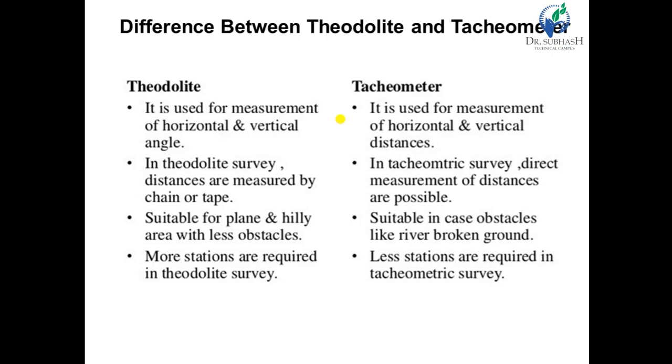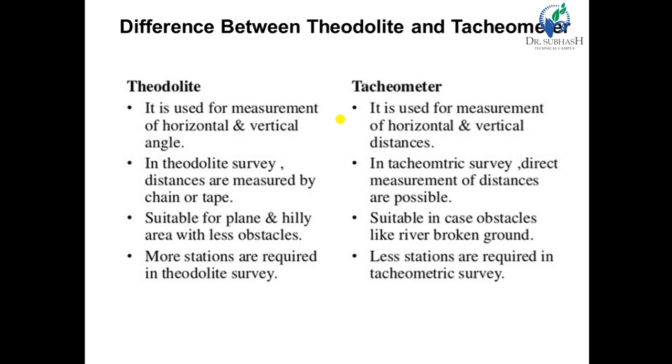Now, another question arises in our mind: what is the difference between theodolite and tachyometer? Generally, we use the theodolite as a tachyometer, but there are some differences. When we use the theodolite, we measure the horizontal and vertical angle. In the tachyometer, we also measure the horizontal and vertical angle, but we get the reading in vertical and horizontal distance format by using formulas.